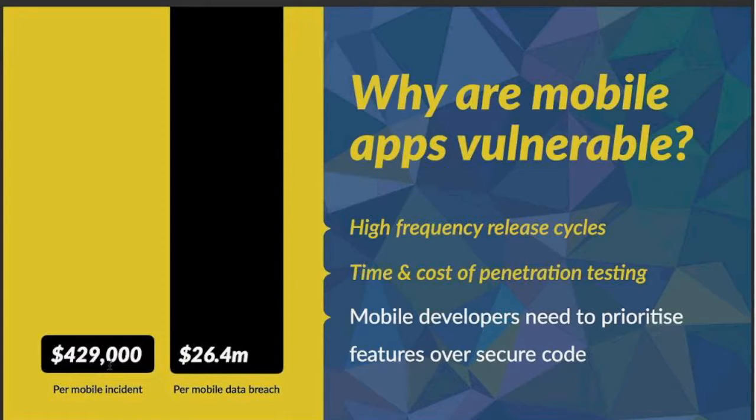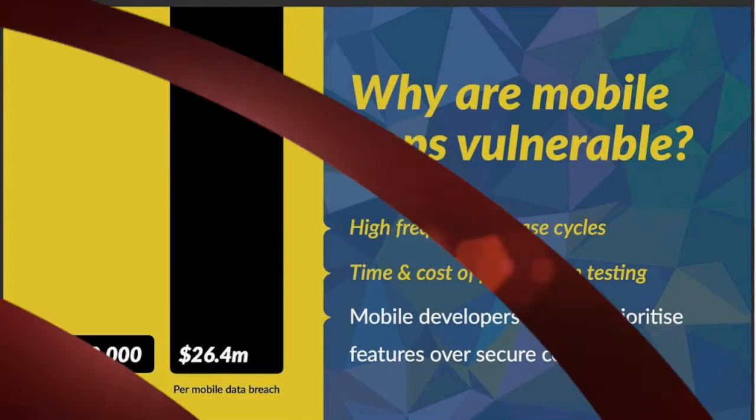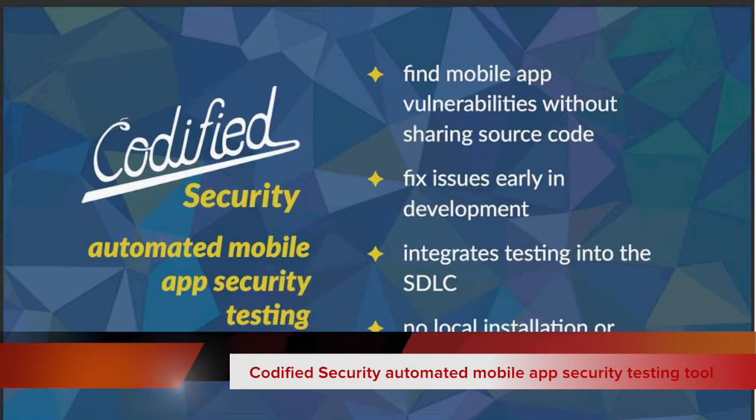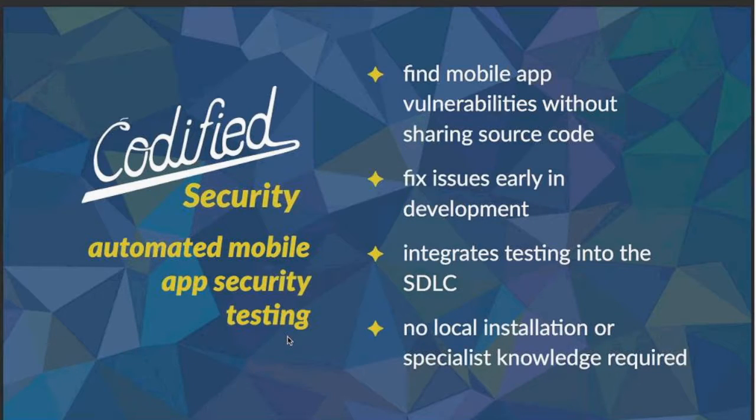I just want to have a look at some of our use cases to help understand who we're selling to and how they use our product. So CodifiedSecurity is an automated mobile security testing tool. It looks at mobile app binary files and finds vulnerabilities. It's very important because most companies don't like giving away their source code, there are massive third-party issues, and it's often hard to find people who are willing to give it to third parties.